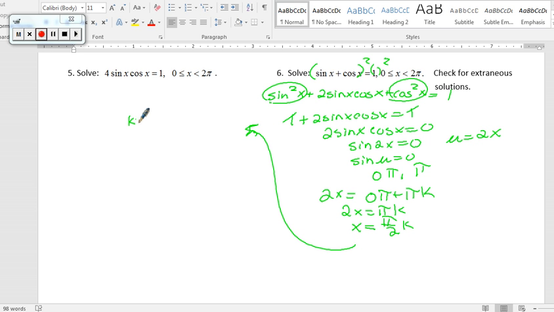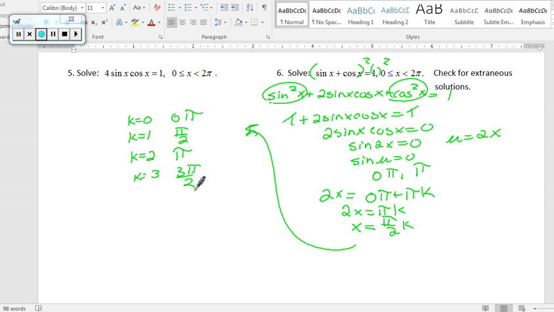So, just running out of space here, I'm going to continue over here. If I let k equal 0, if I put 0 here, this whole thing will drop, so we will get 0 pi. If I let k equal 1, you're going to get pi over 2. If I let k equal 2, I'm going to get pi. And if I let k equal 3, I'm going to get 3 pi over 2. And if I let k equal 4, then I would make the full rotation.